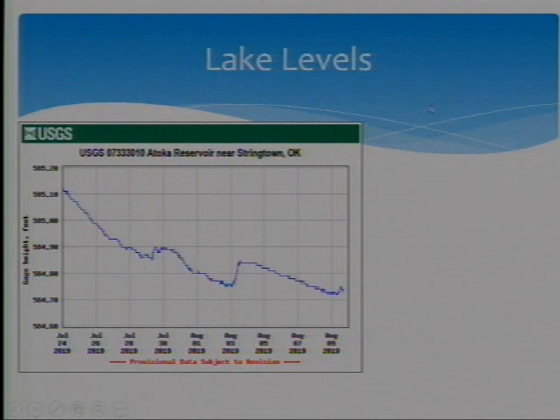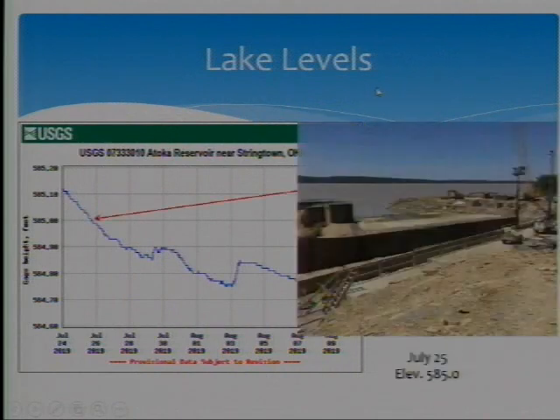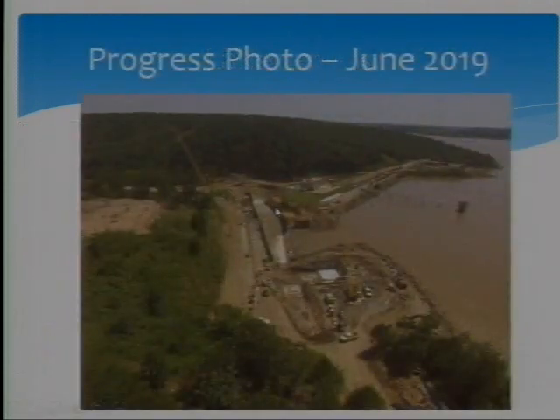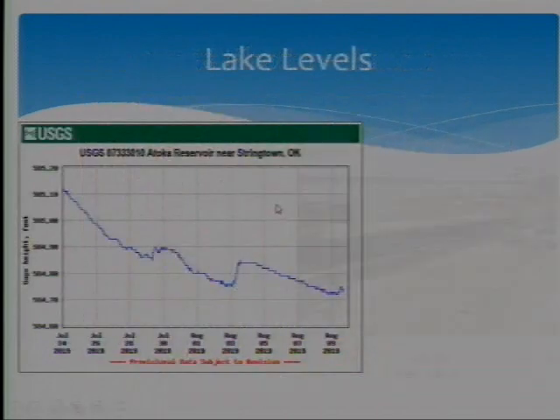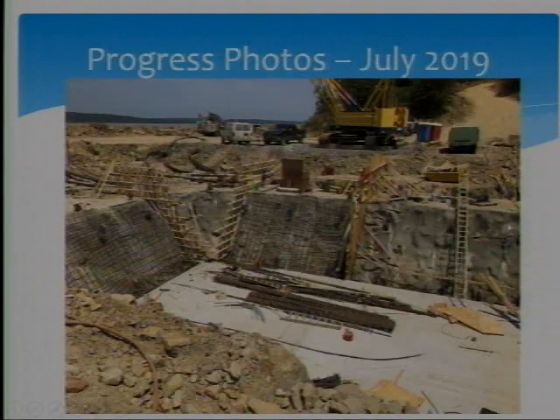I bring this chart up to show that in mid-late July, the water level was down far enough to where we're no longer spilling over the temporary spillway into the stilling basin, so they can do a little more productive work down here in this area. Here's what part of the spillway is starting to take shape. Take a look at.